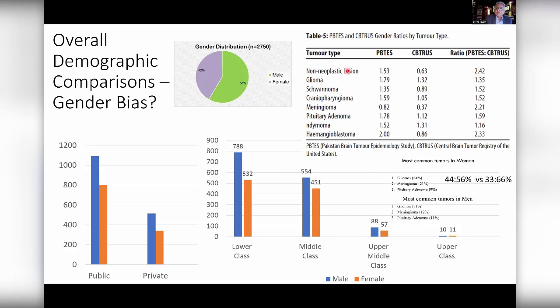So if you forget the non-neoplastic lesion, I mean, there's a gender bias in there also. But look at these glioma and schwannoma and all those, meningioma. There's significant gender bias over here. Either the pathology is different, or the females are not being brought to appropriate care, and that bias shows up in the public and private sector as well.